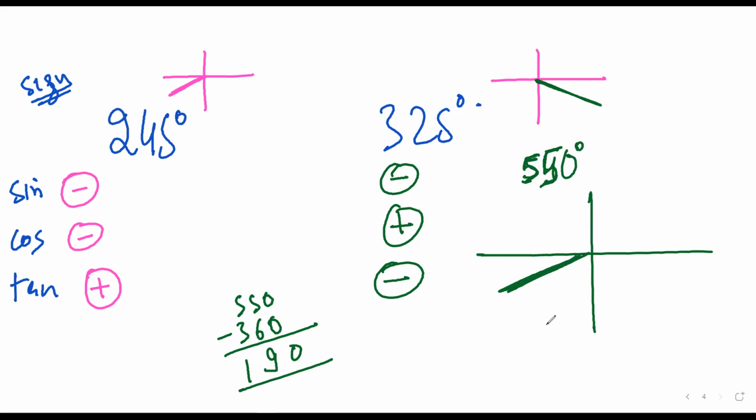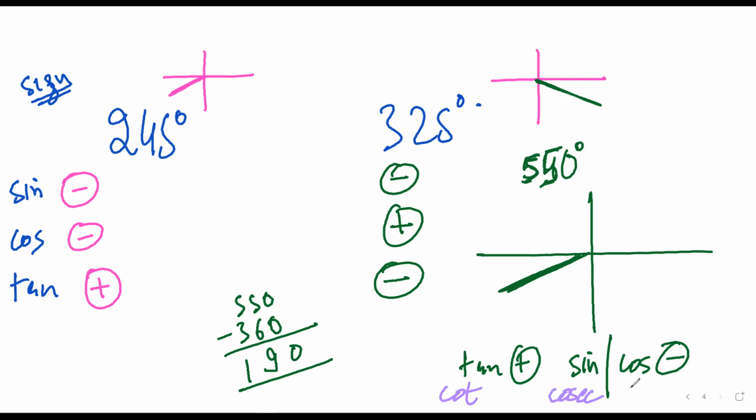Positive is tan. So only tan would be positive, sine and cos would be negative. Any doubt? No. And of course, this implies that cot would also be positive, and cosecant and secant would also be negative. Any doubts, Avantika? No.